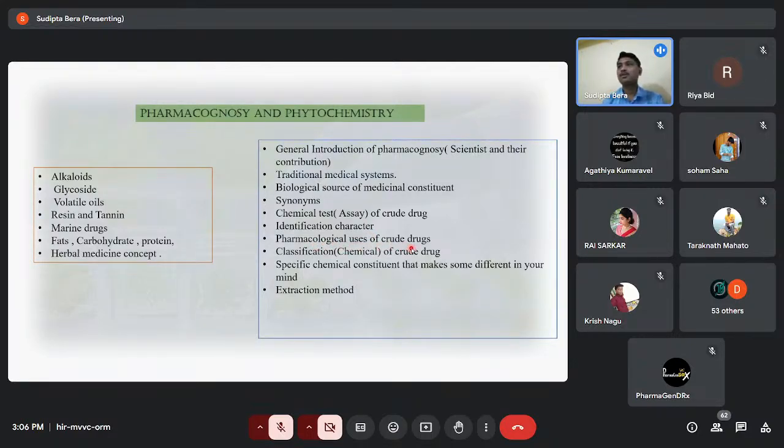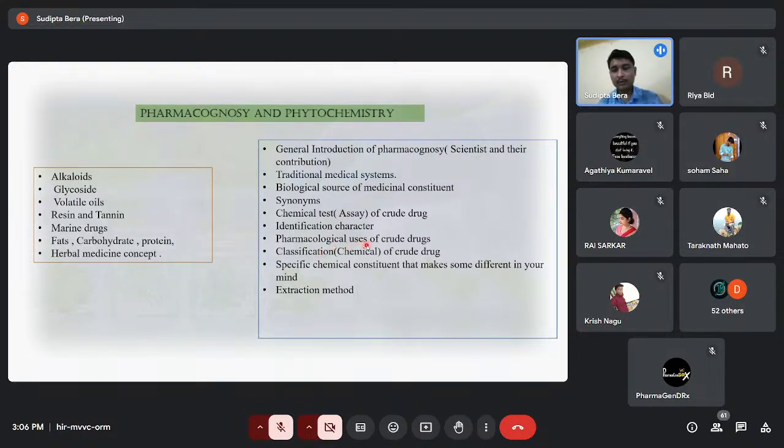Like reserpine is used for which pharmacological purpose, and atropine, in which cases atropine is used. And classification of crude drugs, like alkaloids have one classification, glycosides have one classification, volatile oil has classification, resin and tannin have one classification. So you should know the classification of every drug, classification of crude drugs.